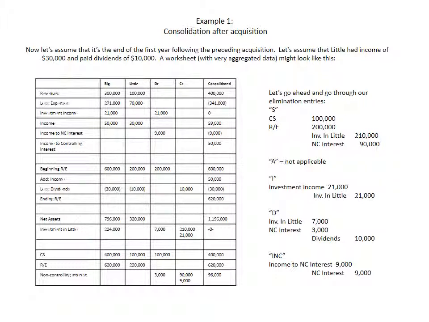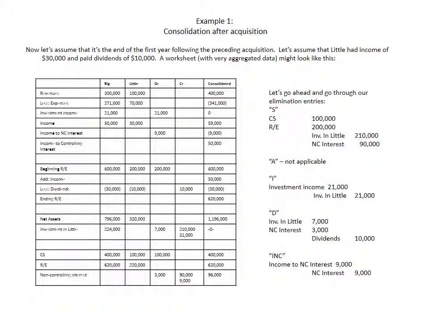Now we're on the balance sheet. Net assets, we simply add across. 796 plus 320 is 1,196,000. The investment in little account goes away as it should. The equity accounts, common stock, again, we eliminate the subsidiaries' common stock, leaving us with the parent's balance of 400,000. Retained earnings, we brought that down from up above, 620,000.